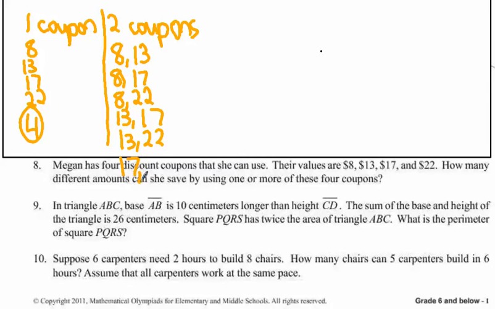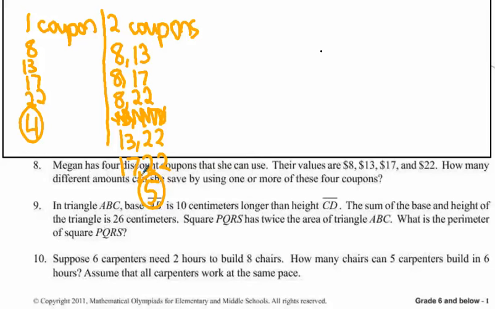13, 22, 17, 22. But then if you look, you can see that 8 and 22 and 13 and 17 both add up to 30. And so that would only count as one different combination. And so you can cross one of them out. And so for 2 coupons, you'd have 5 different possibilities.